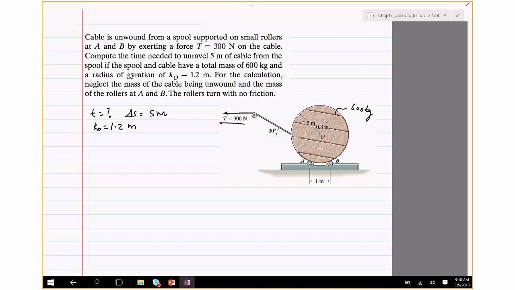So what's happening here is that force T equals 300 newtons is constant. Because of that force, this cylinder is rotating about this axis supported by the rollers. You're going to find the time it takes for 5 meters of the cable length to be unwound from that particular spool. The spool spins about O, even though it's supported by rollers. So it's a problem on rotation about a fixed axis.